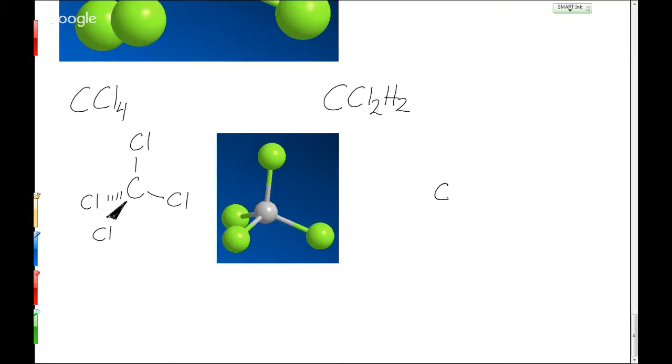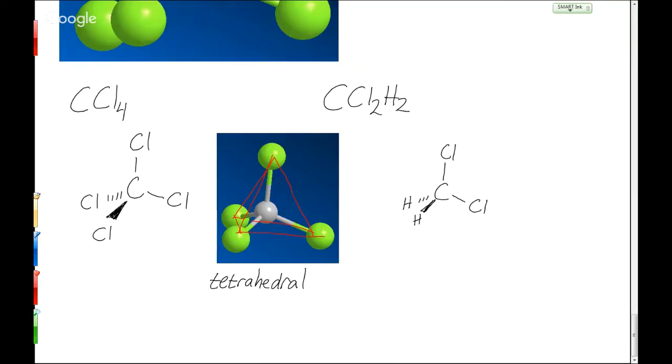CCl2H2 has the same geometry, same tetrahedral geometry it's called. Called that because that shape that we drew before, that like triangle pyramid, is called a tetrahedron. So that carbon would be right in the middle. And then the two H's are on this other side here.